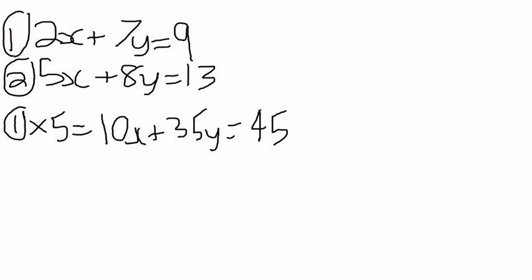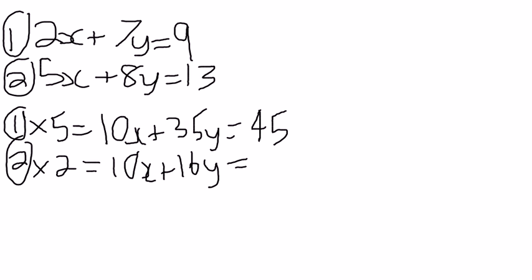Now with the second one, we want to multiply by 2 to find the LCM. Equation 2 times 2. So 5x times 2 is 10x, plus 8y times 2, which is 16y, equals 13 times 2, which is 26. So we'll call the first one that we've come up with, which is equation 1 times 5, equation 3. And equation 2 times 2, we're going to call equation 4.